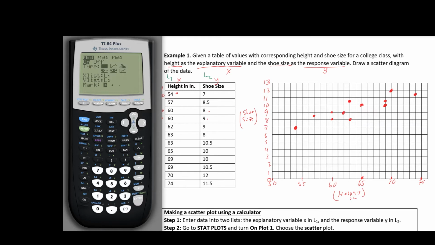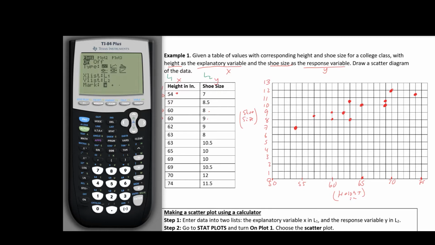That way it's highlighted. And you notice that now we have an X list and a Y list and something says mark. Our X list, we're going to make it L1 and our Y list L2. It kind of automatically did that, but if it had anything else, just make sure you have the correct list there. Mark, the purpose of this is just for visual. Do you want the points to look like little squares or pluses or dots? It's really up to you. The squares are fine for me.